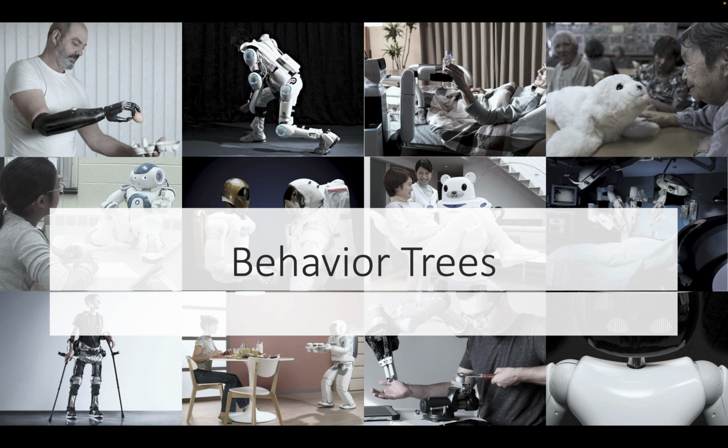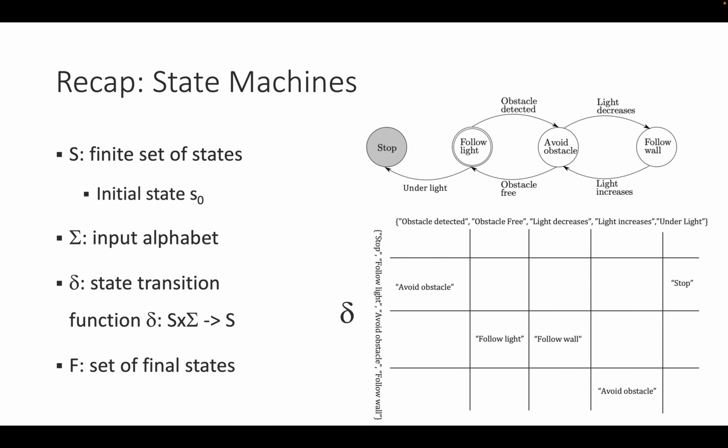All right, now to the new topic, behavior trees. We have seen state machines in the past. The idea was that I have a finite set of states and an input alphabet that allows me to decide whether I want to move from one state to another. For example, I follow the light until I detect an obstacle, or I am actually under the light, in which case I stop.